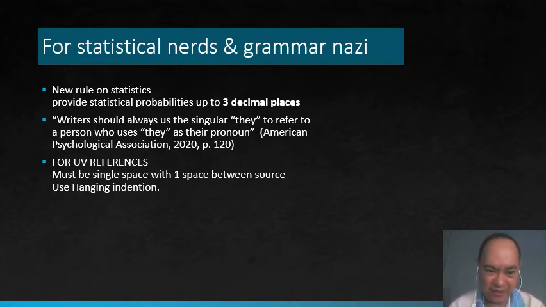For UV references, we have the following tips. There must be a single space for references, and in between sources, there should be one space between them. And we should use a hanging indentation. The first line of the references is straight, but the second and the third lines have to be indented. We call them the hanging indentation.